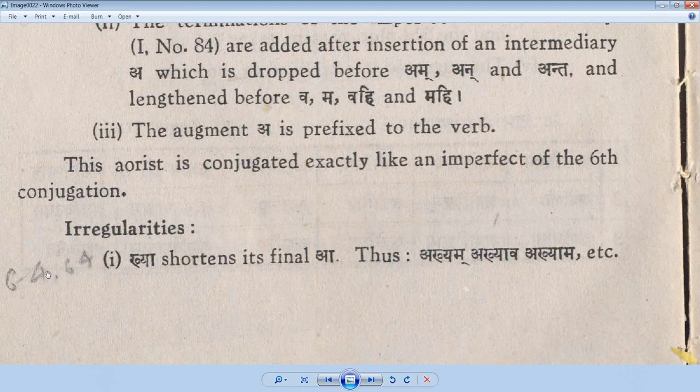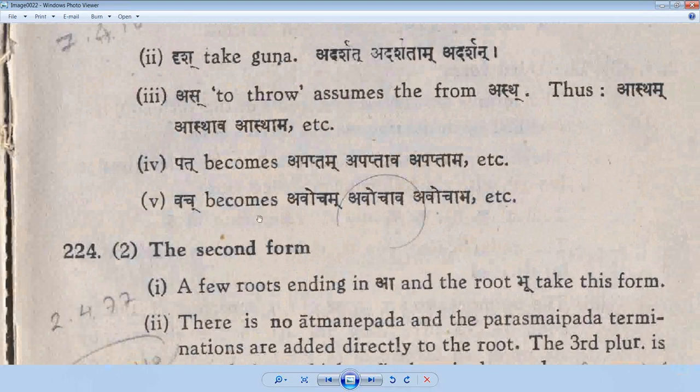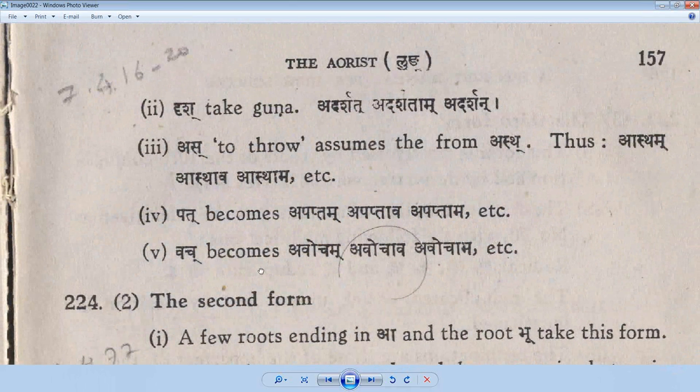Now we'll come to this in the next class because time is running out. In fact, for homework, take 6-4-64, ato lopa iticha. We get akhyam, akhyava. Right now we looked at the dhatu which we looked at just now. We got avocham, avochava, avochama. Here ato dirgho yanyi, ato dirgho yanyi.